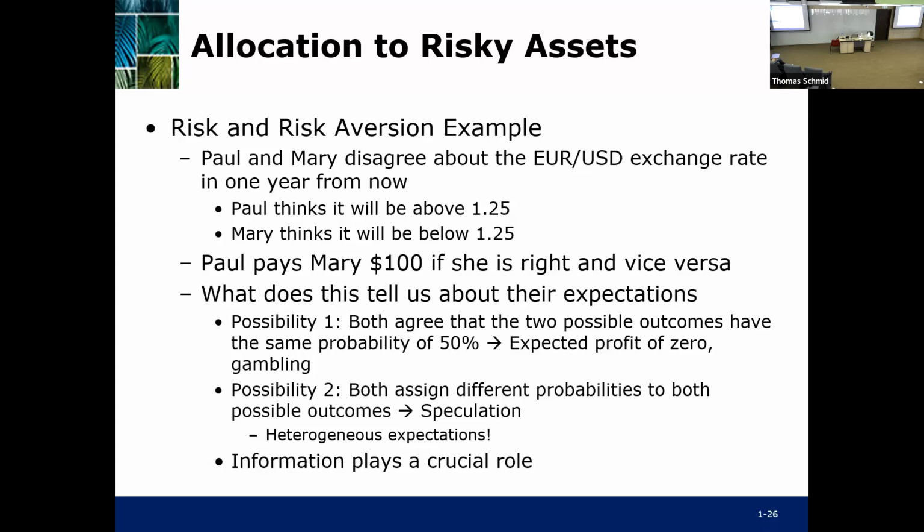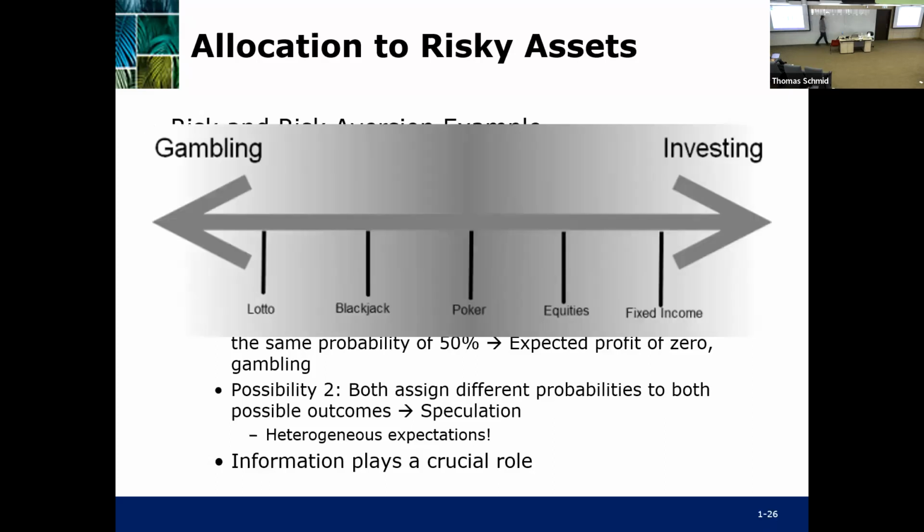But in the case of investment, we are mostly talking about possibility 2, different probabilities, because Paul thinks it will be high and Mary thinks it will be low. Okay? Of course, in reality, if you want to distinguish different forms of risky choices, if you want to classify them between gambling and investing, there is some gray. I mean, it's not only exactly gambling, exactly investing.